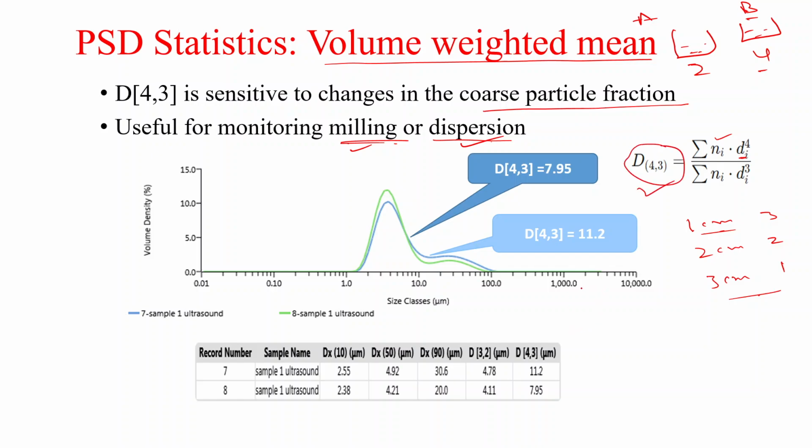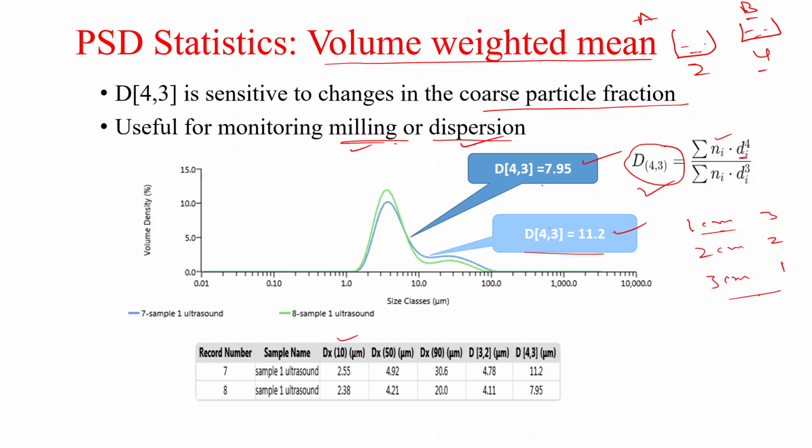Otherwise, what do you mean to say that if the D43 value is higher, then large particles are present here. So if you compare these two, this one is having 11.2. So the blue sample is having large particles, whereas the green line sample is having the lower size, small size particles in the solution. So the instrument is giving all these values.